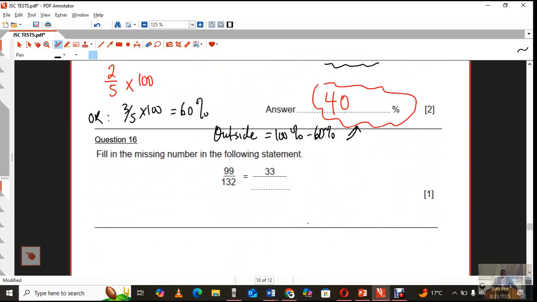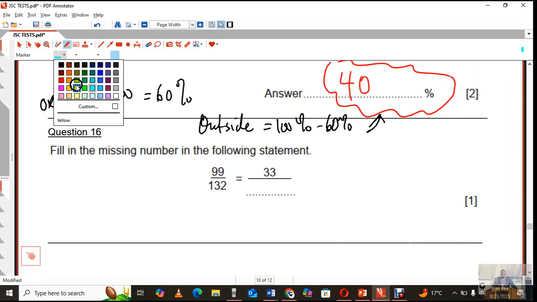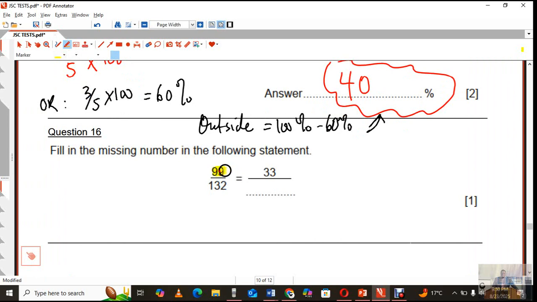Filling the missing number. Now it is quite clear that if I have to blow this up a bit, here to move from 99 to 33, there was a division of 3. So this was divided by 3. So you're also going to divide this by 3, and it's just going to be 44.